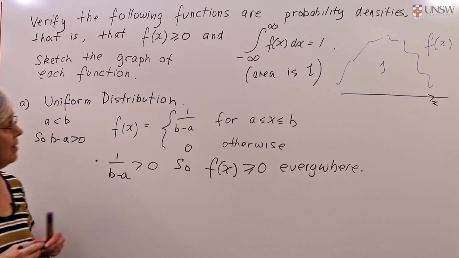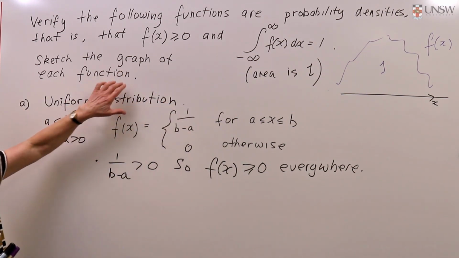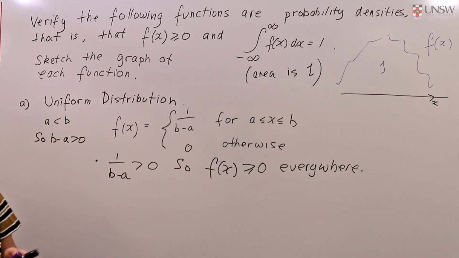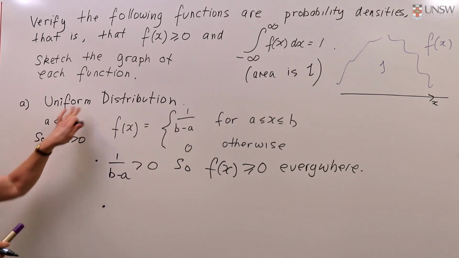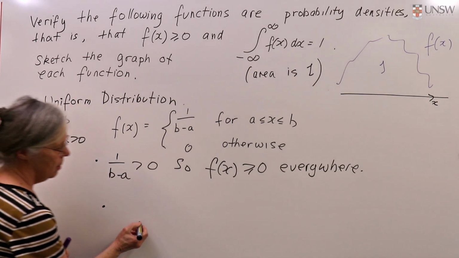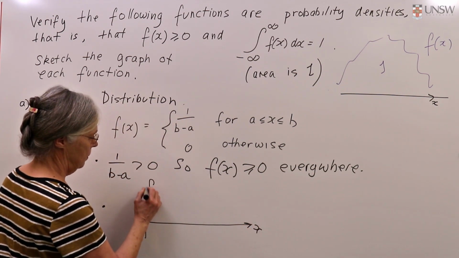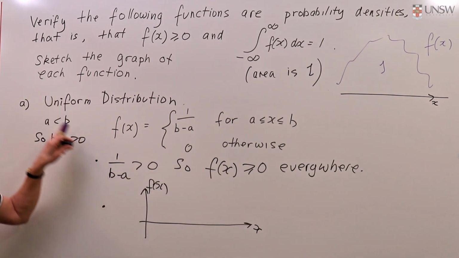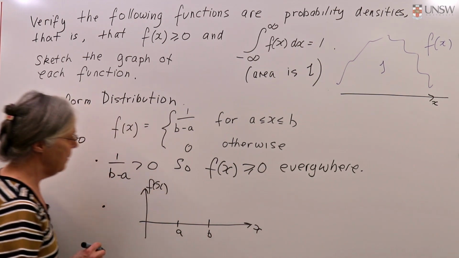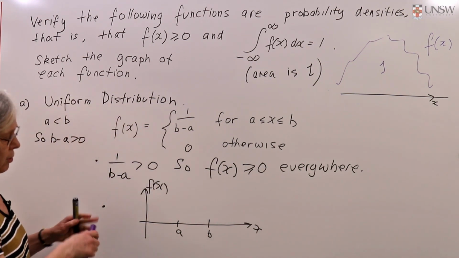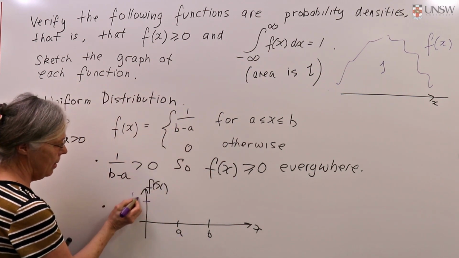Next thing we need to do is to check that the integral, the area under the curve, is 1, and also graph the function. It's a really good idea to graph it next. See why it's called the uniform distribution. Somewhere on our x-axis we have a and b. And what's our density function? Well, between a and b, our density function is 1 on b minus a.